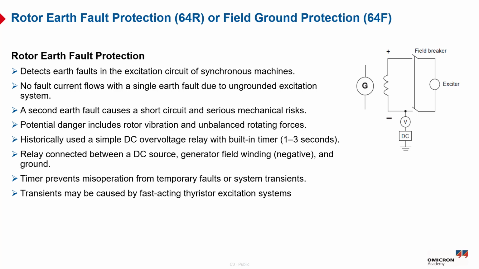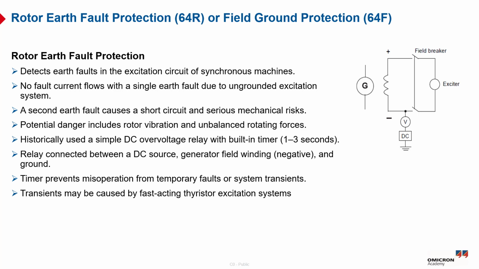also known as the field ground protection, which is identified by the ANSI code 64R or 64F. As explained, this protection function is crucial for synchronous machines as it monitors the excitation circuit for insulation failure. The rotor winding circuit is normally ungrounded, which means that if a single earth fault occurs, there is no current flow and the fault can remain undetected.